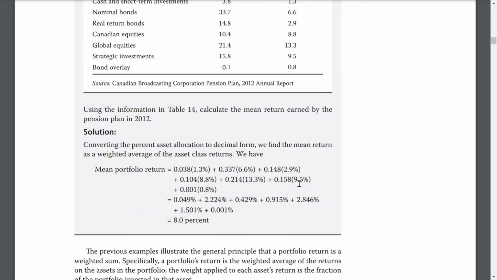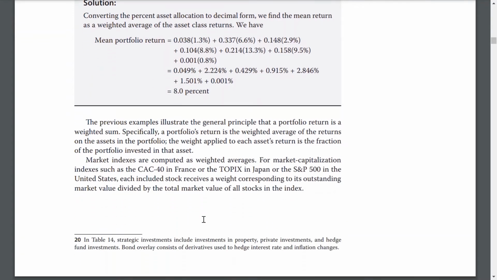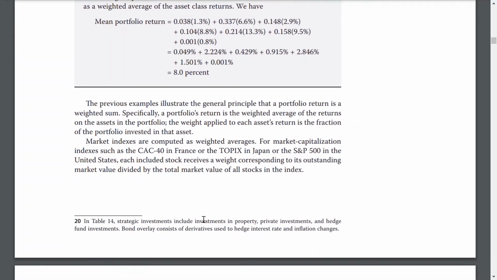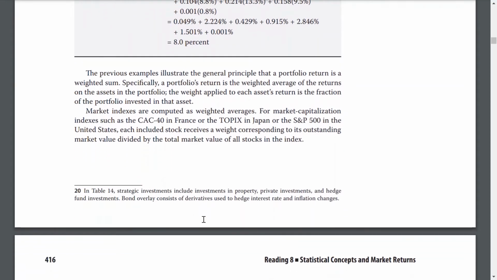Solution: converting the percentage asset allocation to decimal form, we find the mean return as the weighted average of the asset class returns. We have this, which gives us a total of around 8% return. The previous example illustrates the general principle of portfolio returns as a weighted sum. Specifically, a portfolio's return is the weighted average of the returns on the assets in the portfolio. The weight applied to each asset return is the fraction of the portfolio invested in the asset.